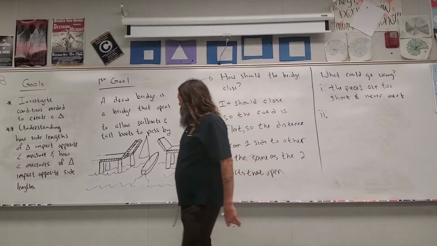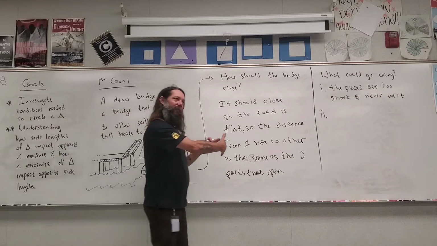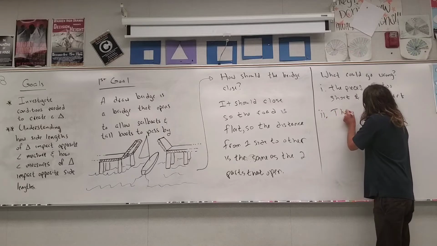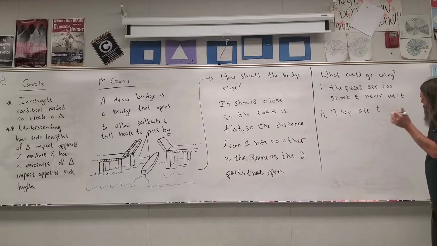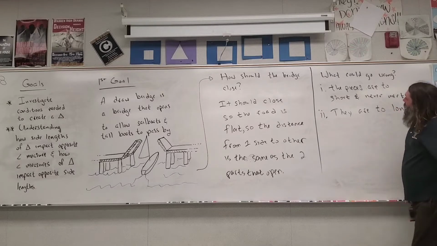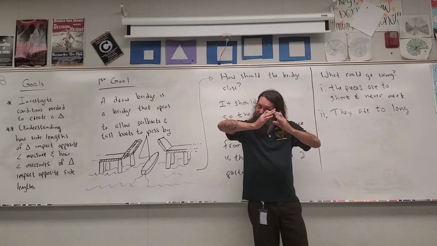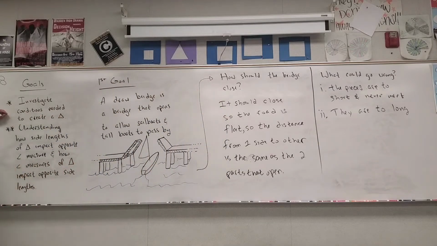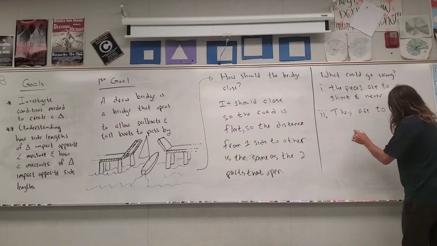The second thing that could go wrong is that these pieces are too long. Is it O or OO? I think it might be O. And if they're too long and the bridge is closing, that means it doesn't get to be flat. And what that means is we now have the condition to create a triangle. So they are too long, and this is what creates a triangle.